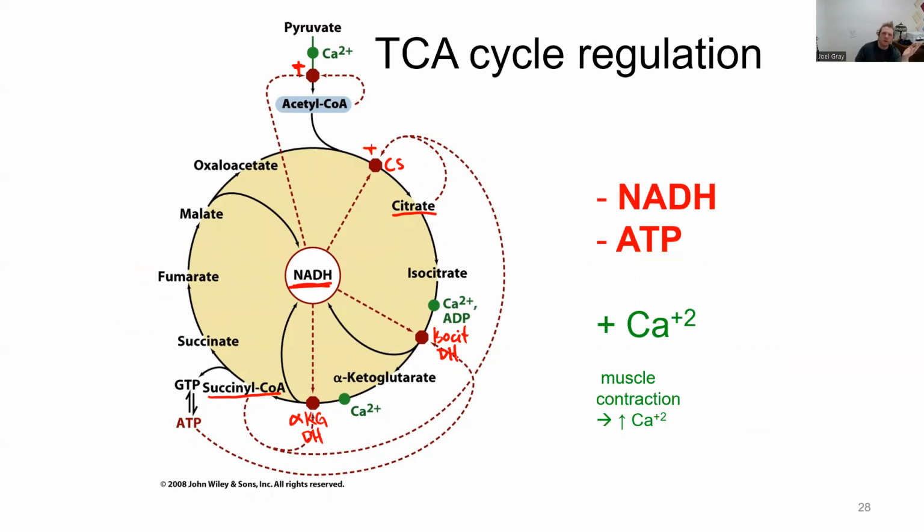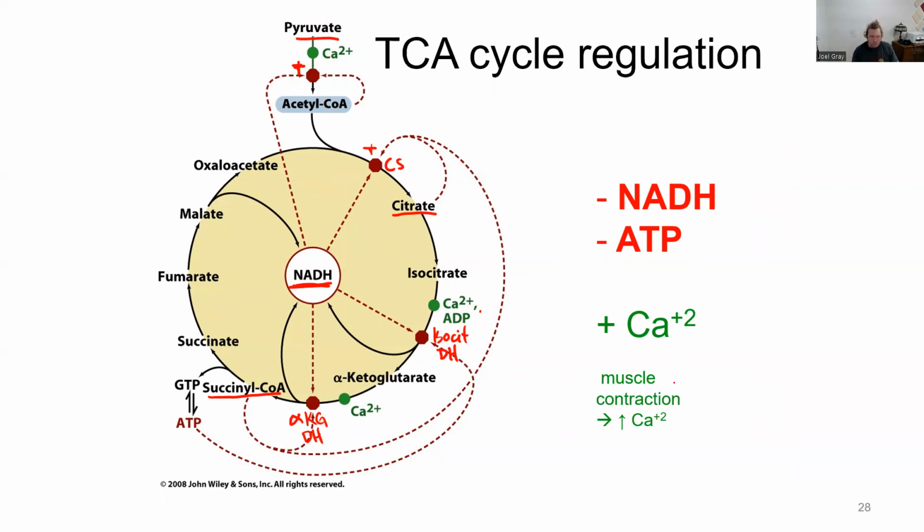In terms of molecules that activate this pathway, we have calcium. Calcium is a key activator for the conversion of pyruvate to acetyl-CoA. Calcium is also an activator of isocitrate dehydrogenase. Calcium is a regulator or a positive modulator of alpha-ketoglutarate dehydrogenase.